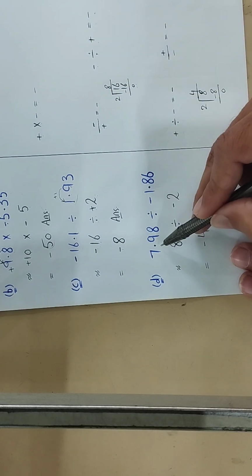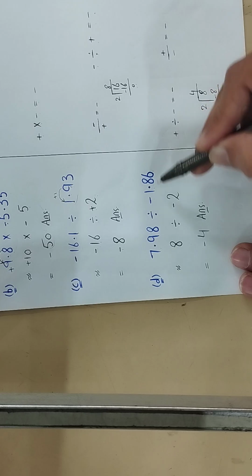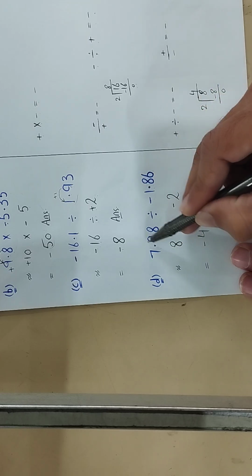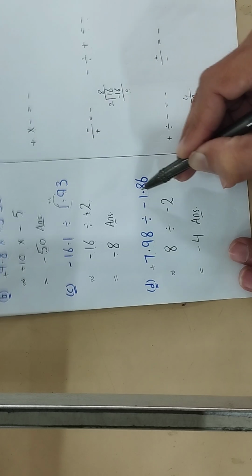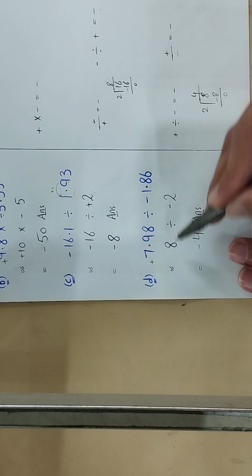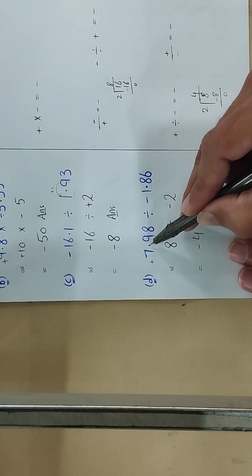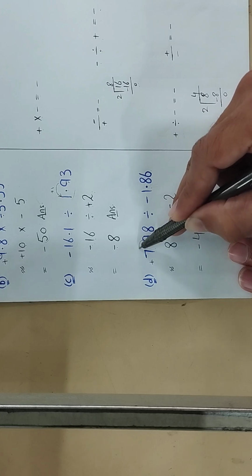Now let's see the fourth part. 7.98 divided by minus 1.86. This one is a negative number, and this number, since there is no sign with it, it means it is a positive number. The first step is round off these decimal numbers to change them into integers. How to round off it? See the first digit after the decimal point. This time it is 9, which means more than 5. So it means give 1 carry to this number which is before point.